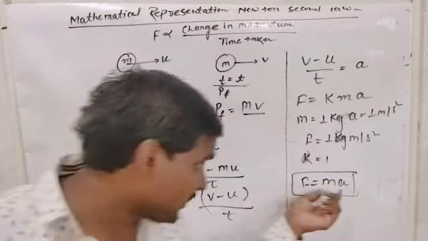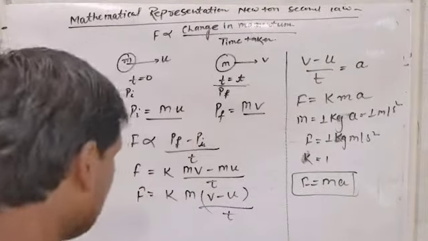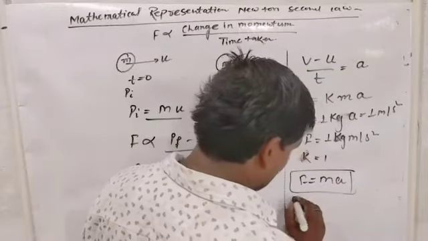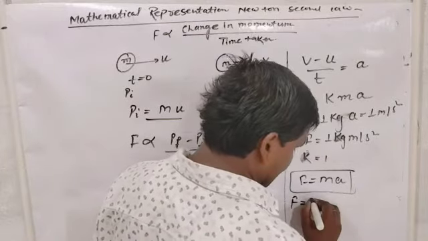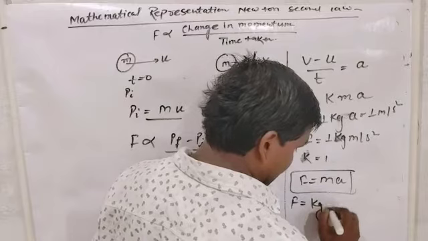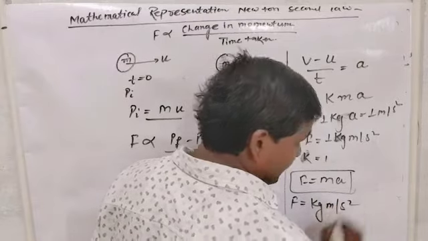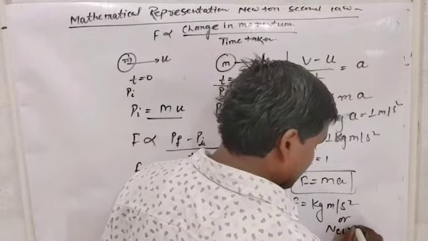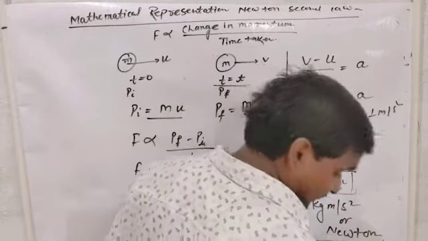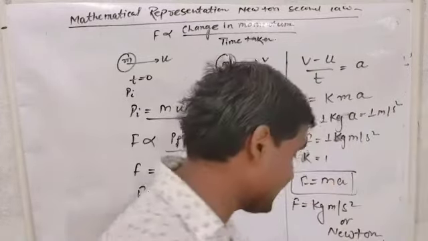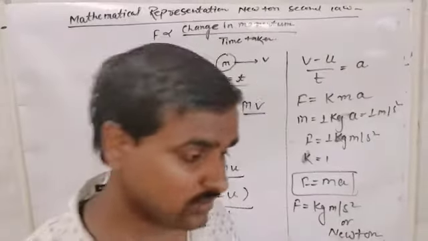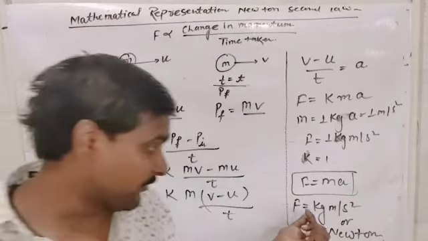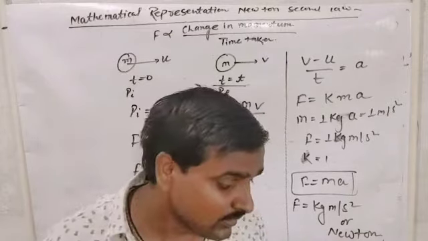The unit of force is kilogram meter per second square. It is also regarded as Newton. It is written as N. So the SI unit of force is Newton. It is a clear condition. SI unit of force is Newton.